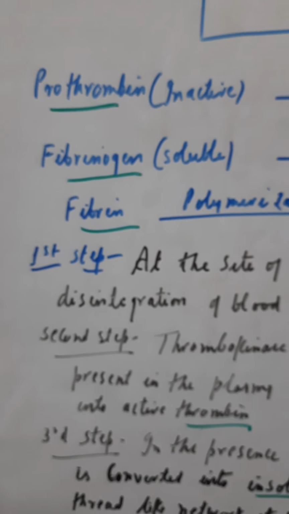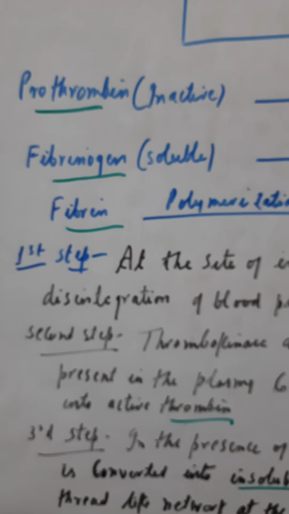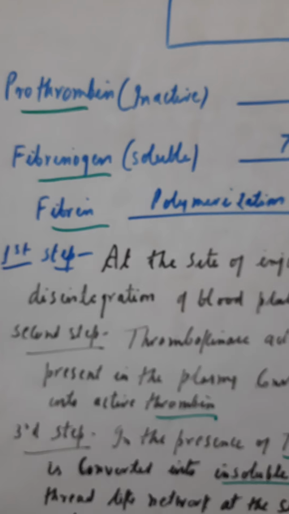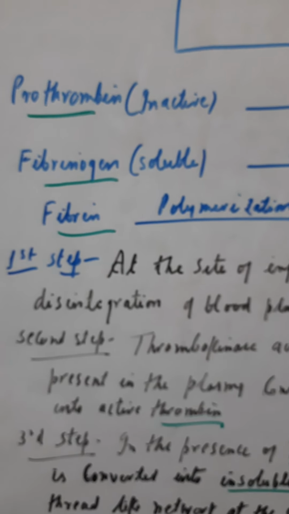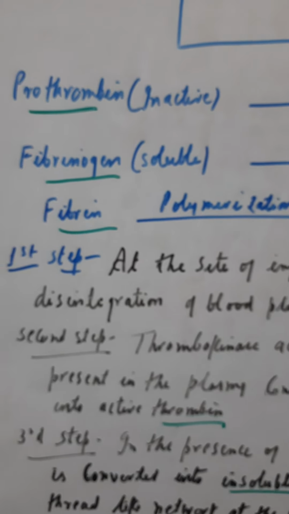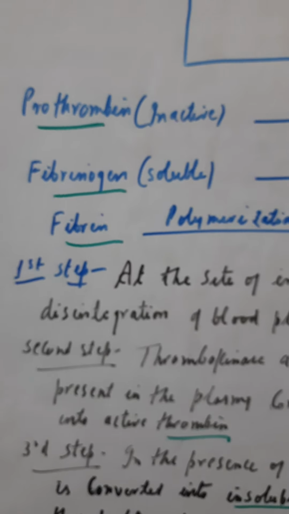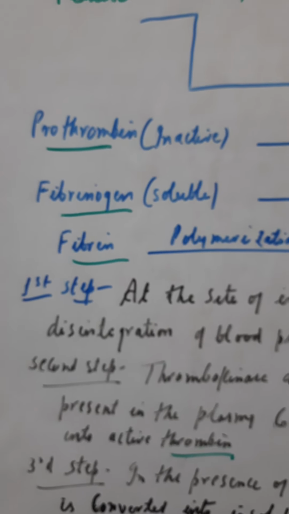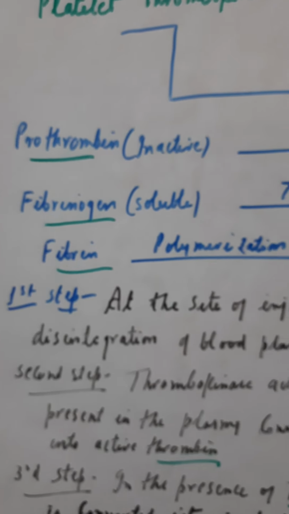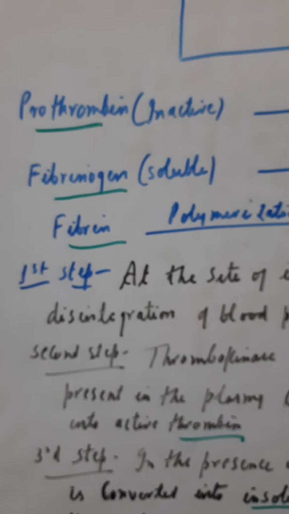Landsteiner recognized two types of antigens, that is capital A and capital B, and two types of antibodies, that is small a and small b. Now the antigens are present on the plasma membrane of the RBCs, whereas antibodies are present in the plasma. The plasma membrane of RBCs contains antigens, and based upon that the blood group is distinguished, whereas the plasma contains antibodies.